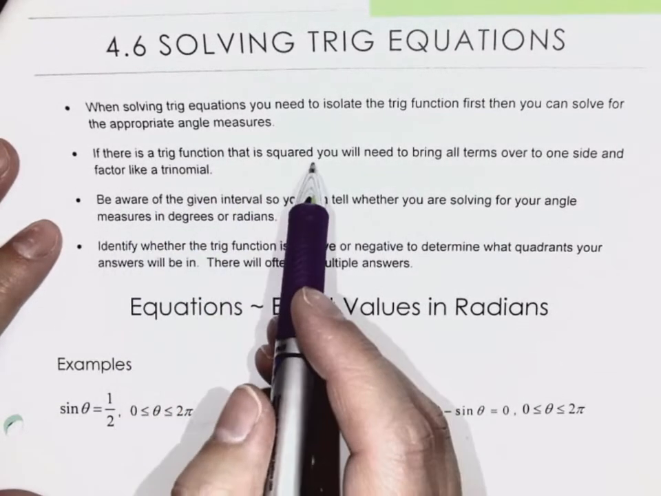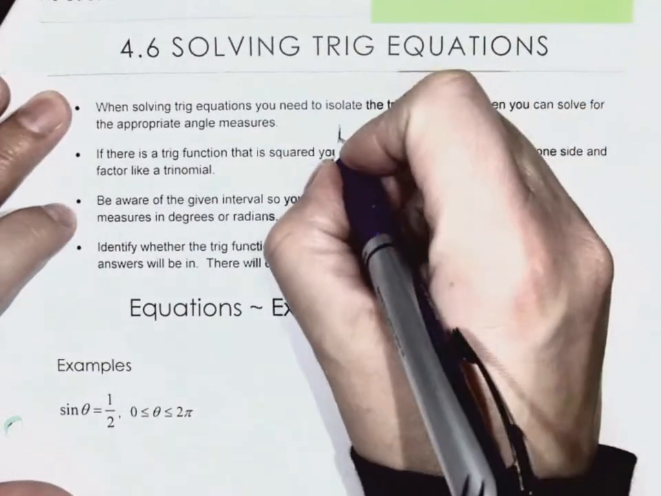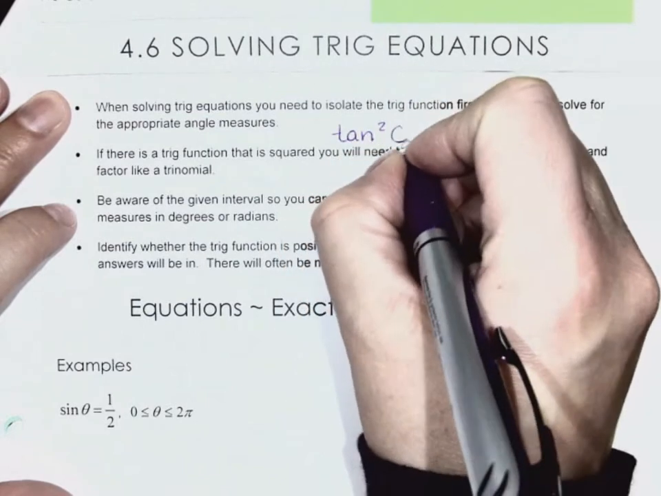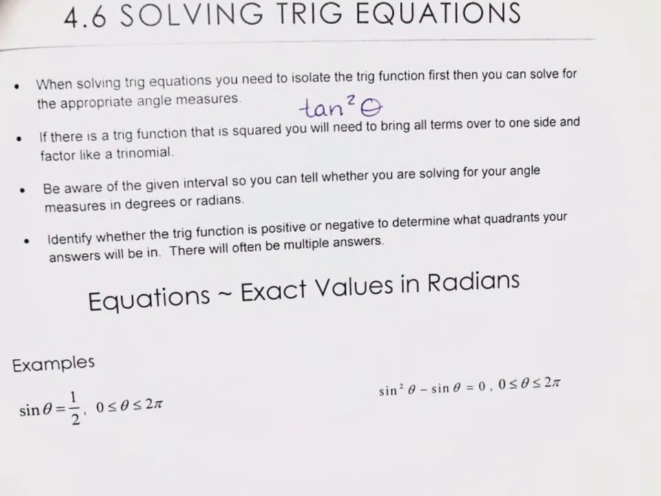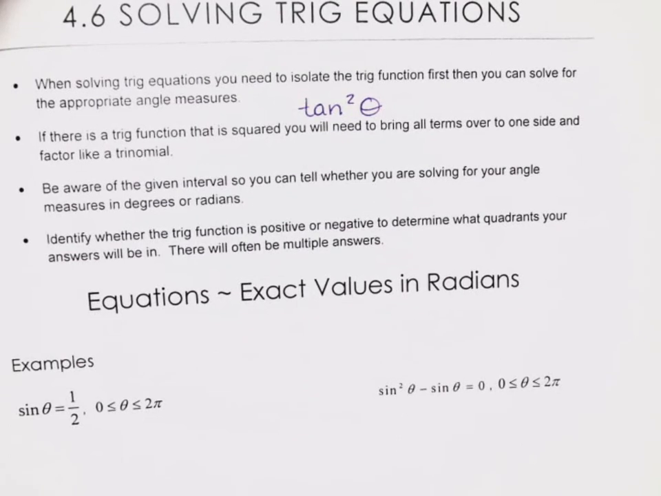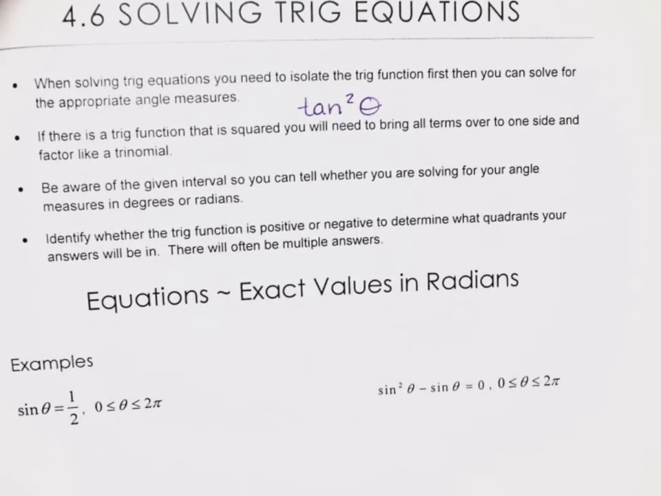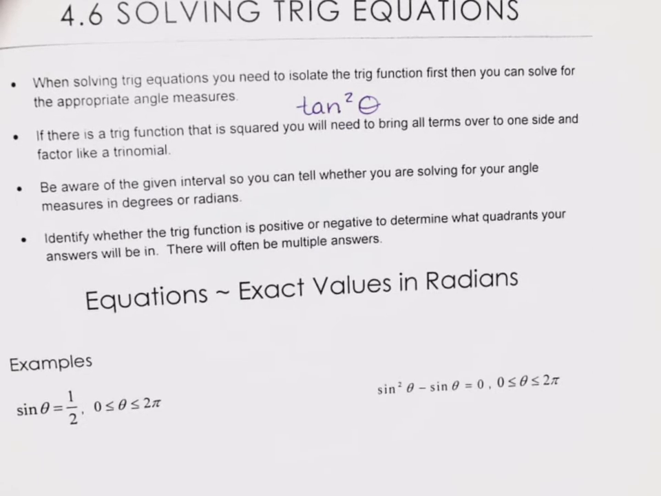If there's a trig function that is squared, so if you have tan squared theta anywhere in there, you're going to bring them all to one side and factor like a trinomial. Be aware of the given interval. Those are the restrictions, and your restriction will tell you whether you're in degrees or radians. That's 4.5 stuff. Identify whether the trig function is positive or negative to determine what quadrants your answer will be in. And there will often be multiple answers, okay?